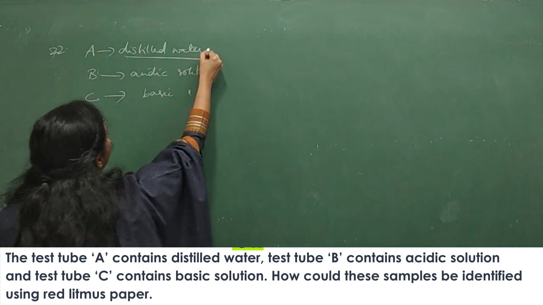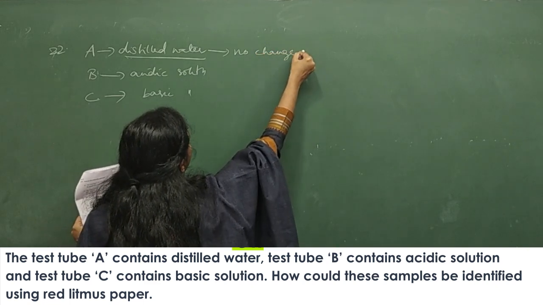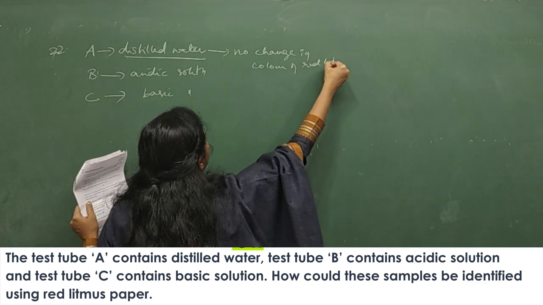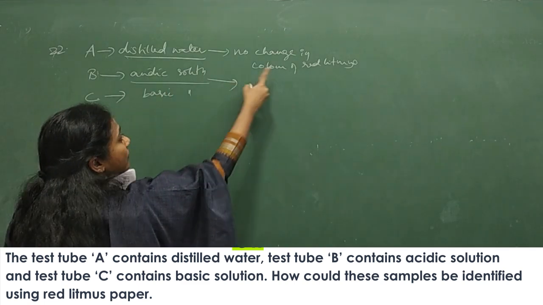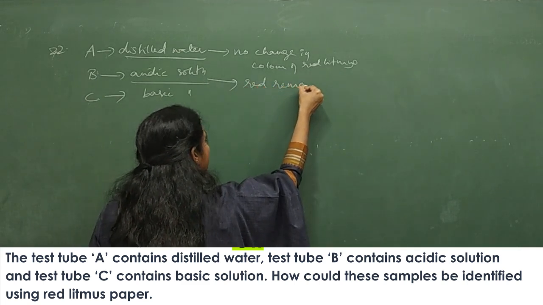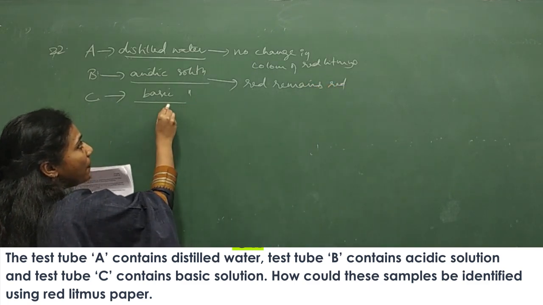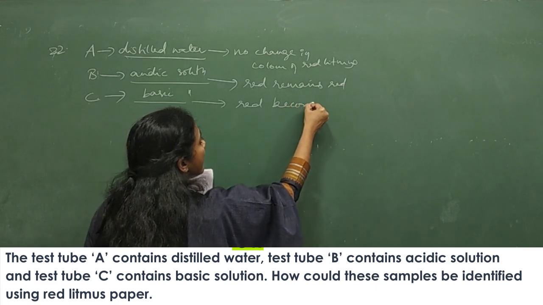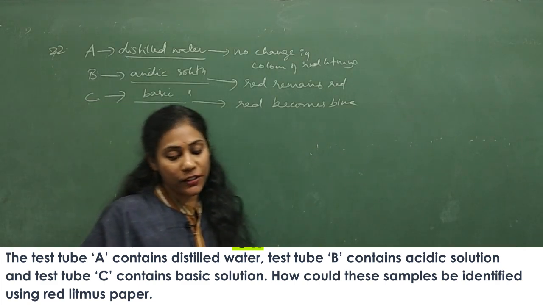If you dip a red litmus paper into distilled water, there is no change in the color of red litmus, because distilled water is neutral. When you dip red litmus into an acidic solution, red remains red only. And when you dip red litmus paper into a basic solution, red becomes blue. So this is your answer for that question.